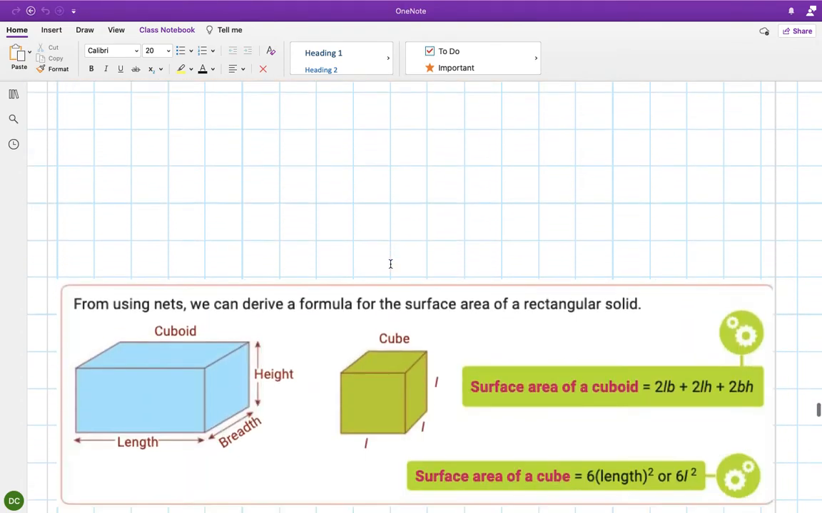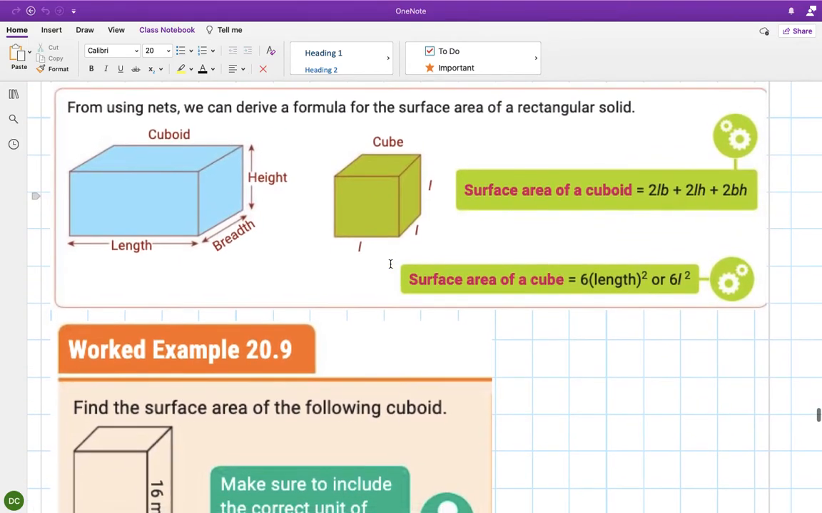Yeah? So from that, you get formulas. Okay? Again, these formulas are not in the formula and tables book. Okay? But the surface area of a cuboid, so a cuboid is a rectangular solid.